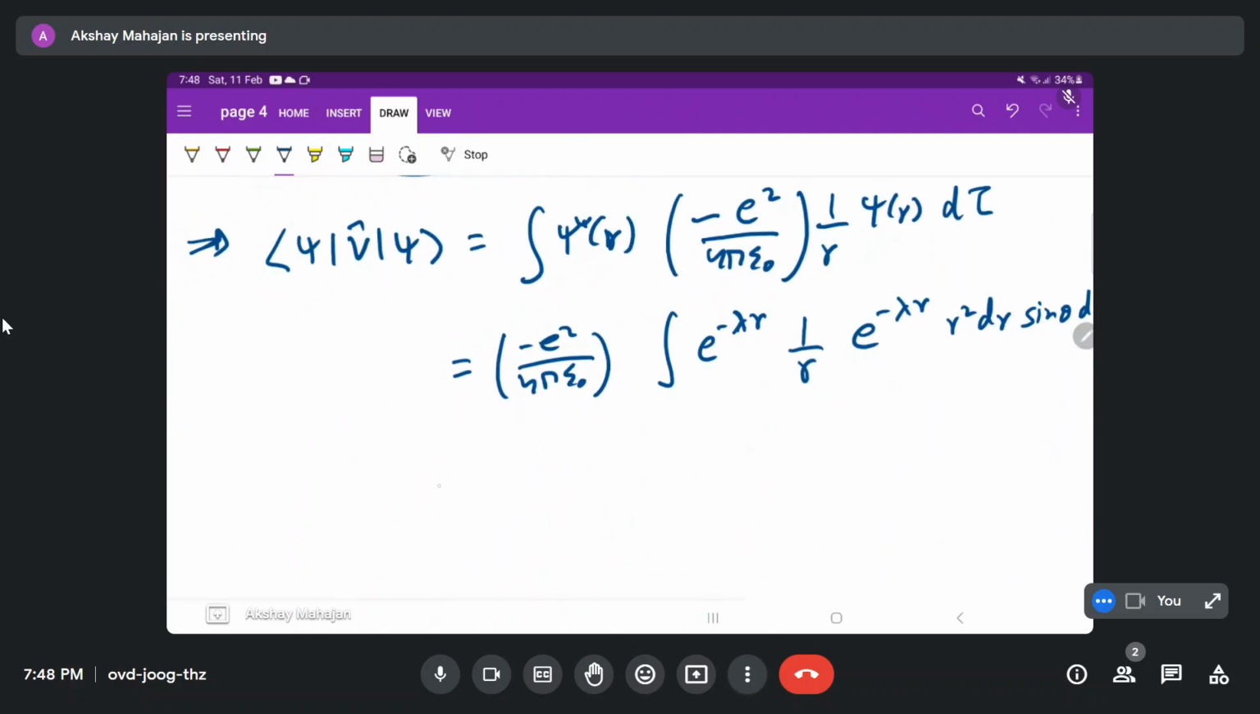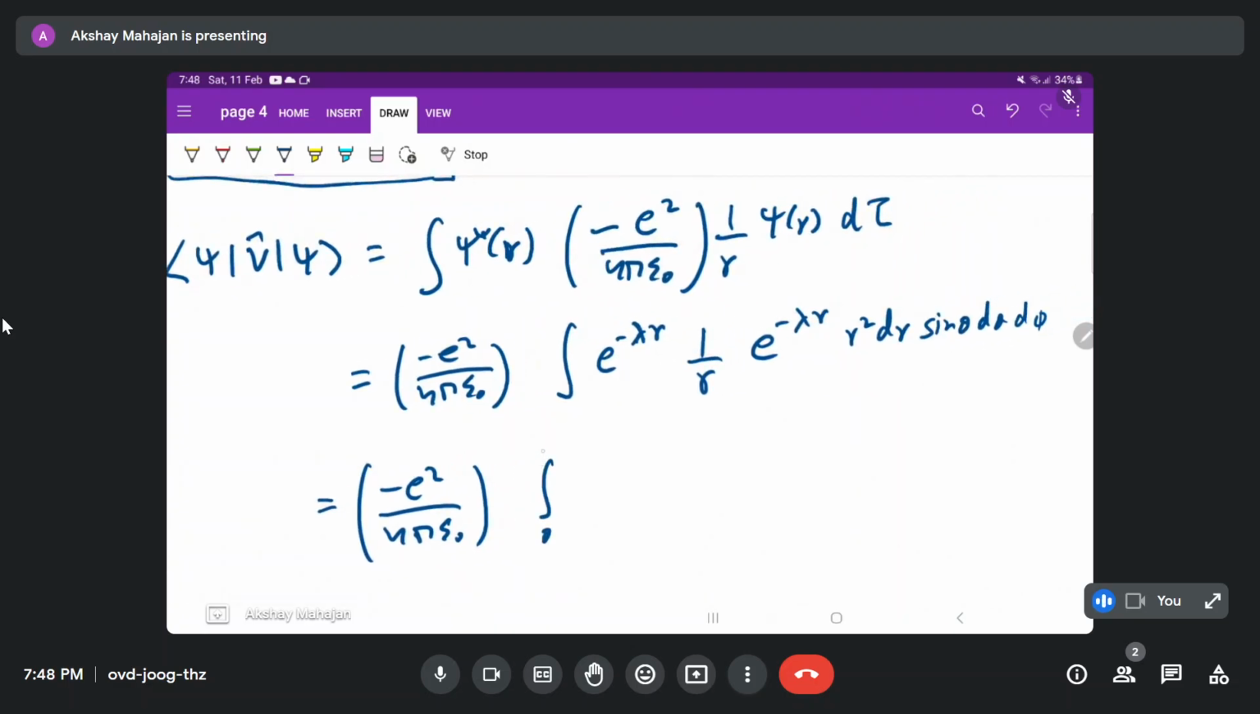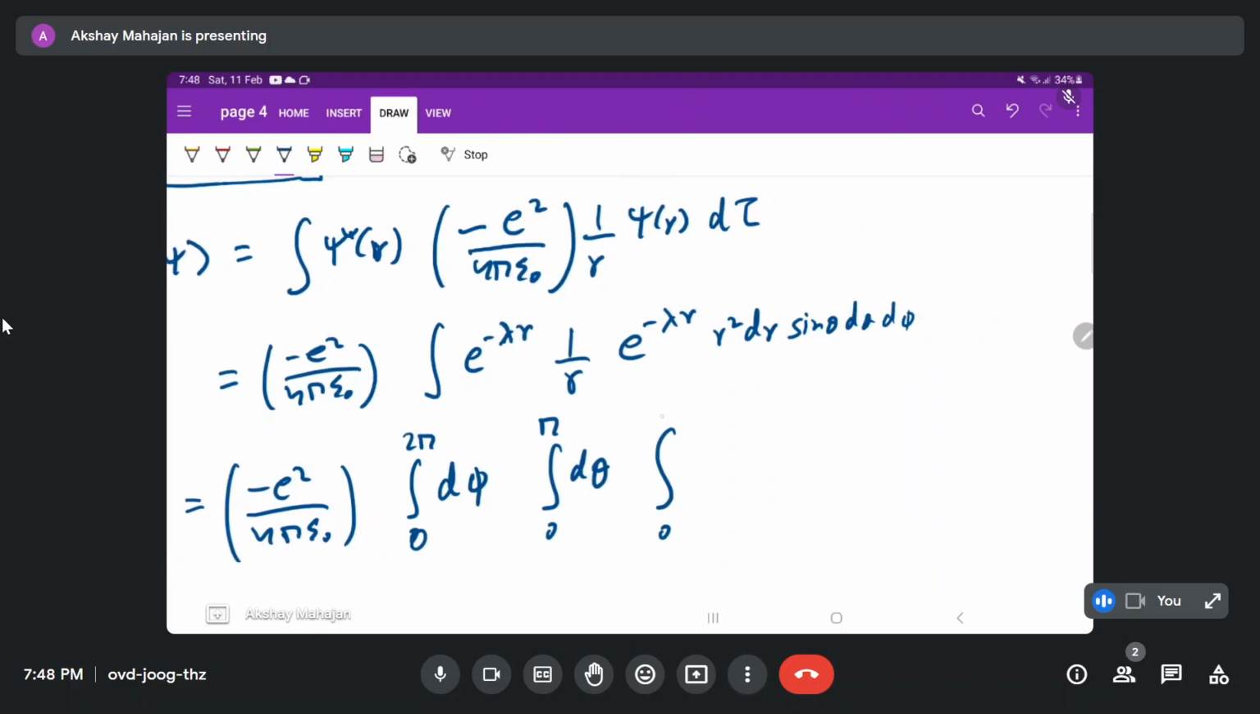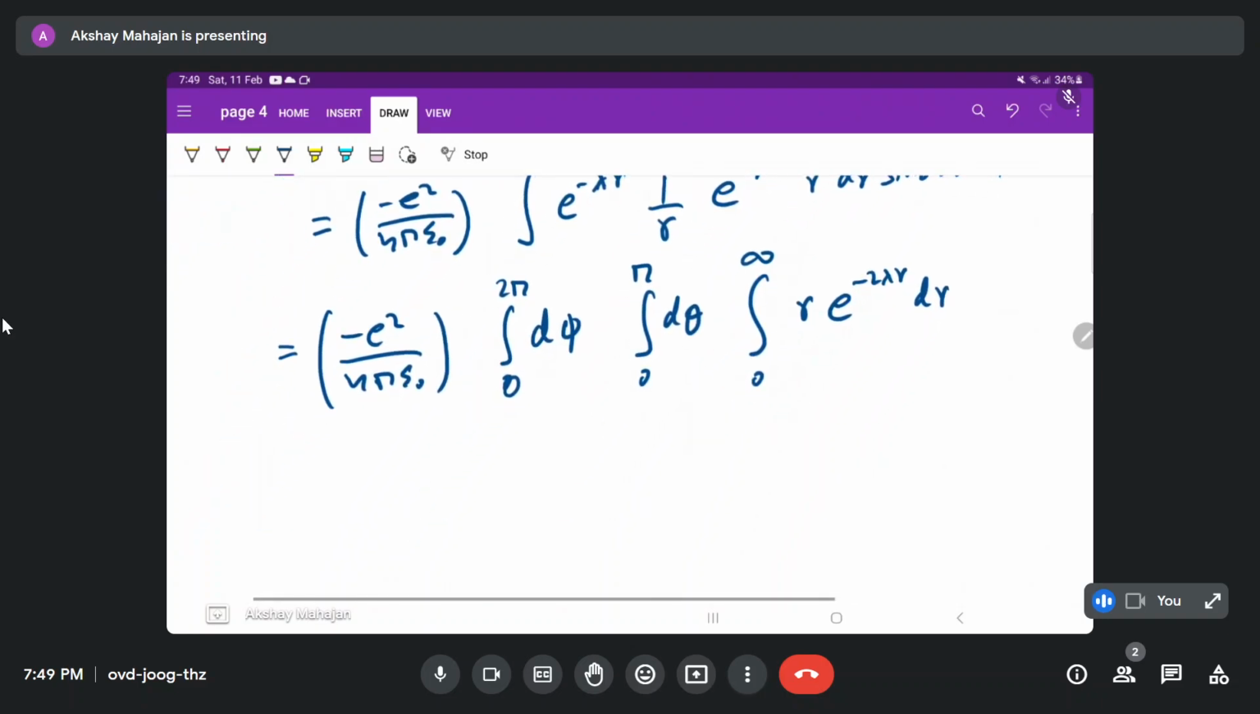Again, similar to what we have solved earlier, there is no theta dependence, so we have 0 to 2 pi d phi, 0 to pi d theta, and then we have 0 to infinity. This time we will have r times e to the power minus 2 lambda r dr. Right. So on solving this, what you will get is minus e square upon 4 pi epsilon naught, whatever your constant.